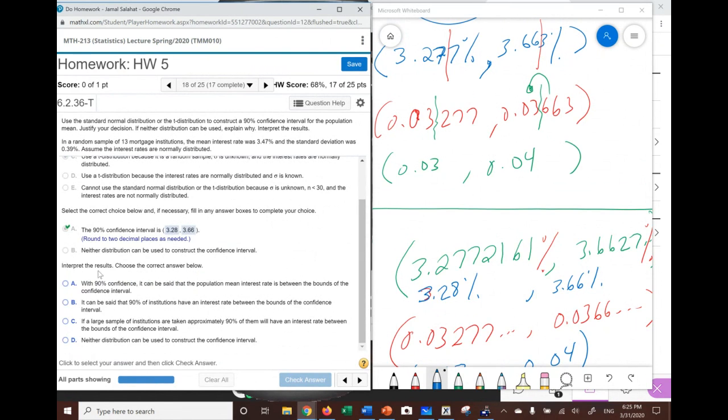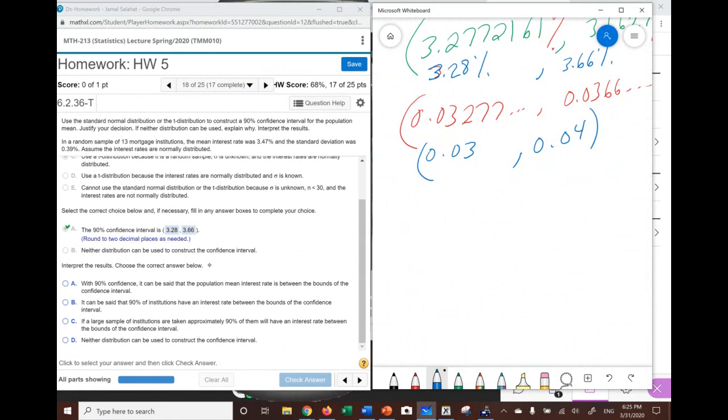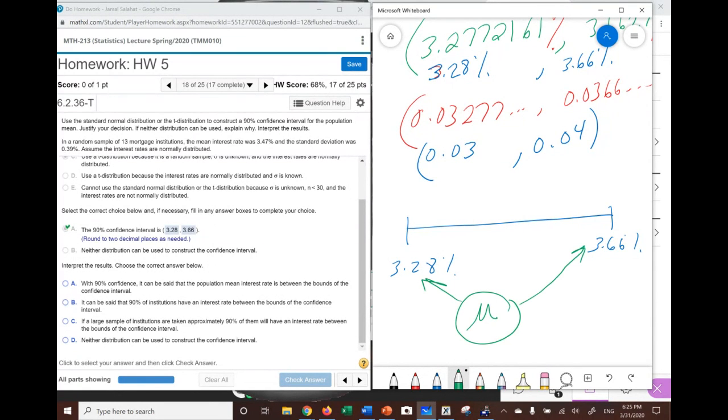The problem here says, give an interpretation of your answer. So our answer here is telling us that between 3.28 to 3.66%, it tells us that the mean we are hunting for, I think the problem talks about 90%. We are 90% confident that the population mean of mortgage rates is between the number 3.28% to 3.66%.